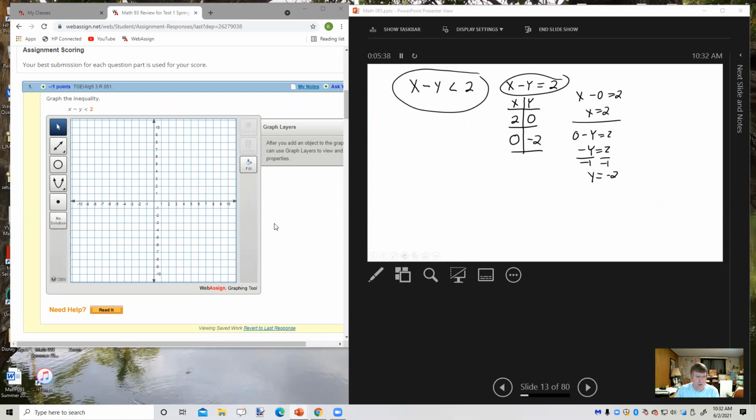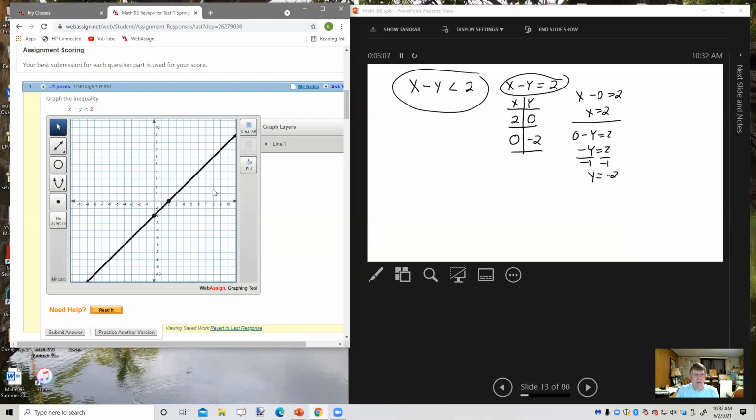So now we're going to go to the WebAssign screen. The first thing we're going to do, we're trying to form a line. So we're going to click on the line. Notice I have options: a line, a ray, a line segment. I need to have it be a line. So I click on the line till it turns blue. Then I'm going to plot the 2 points. 2, 0 is right there. 0, -2 is right there. Now, I've got a line formed.